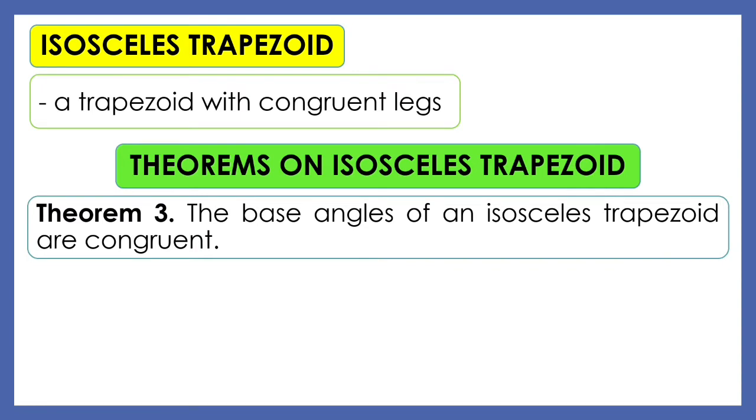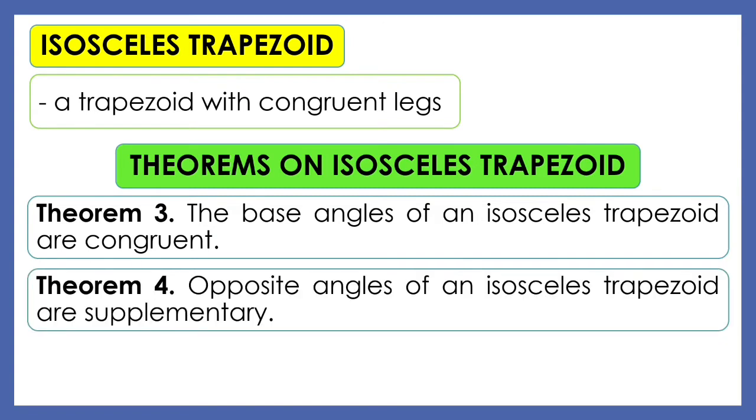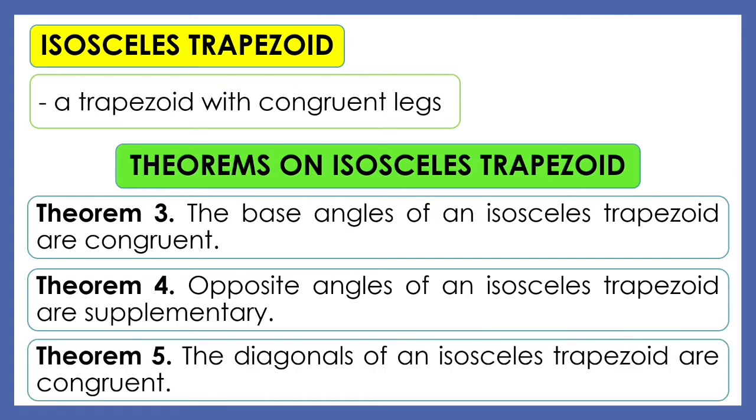The first one is the base angles of an isosceles trapezoid are congruent. The next theorem is opposite angles of an isosceles trapezoid are supplementary. And for the third theorem, the diagonals of an isosceles trapezoid are congruent. Para mas maintindihan natin, we will prove these theorems on isosceles trapezoid.